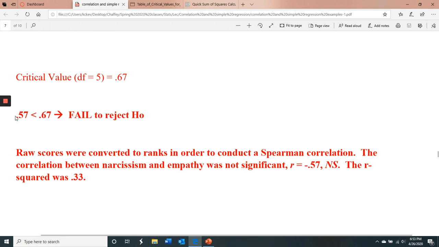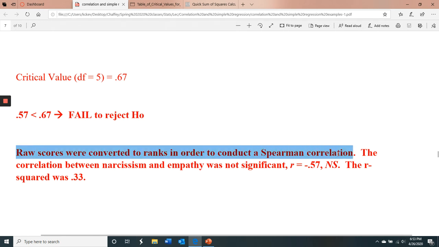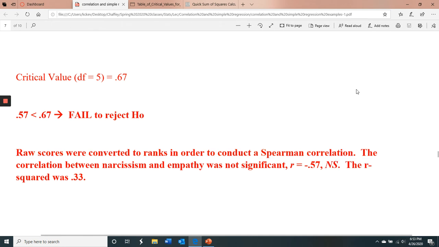And look at this. Using Spearman, we actually failed to reject the H0. 0.57, which is what we calculated, is less than the value in the table, so we failed to reject it. So our first sentence when we do a Spearman is that we converted the scores to ranks to do a Spearman correlation. So here we have our first example of a non-significant correlation. The correlation was not significant.